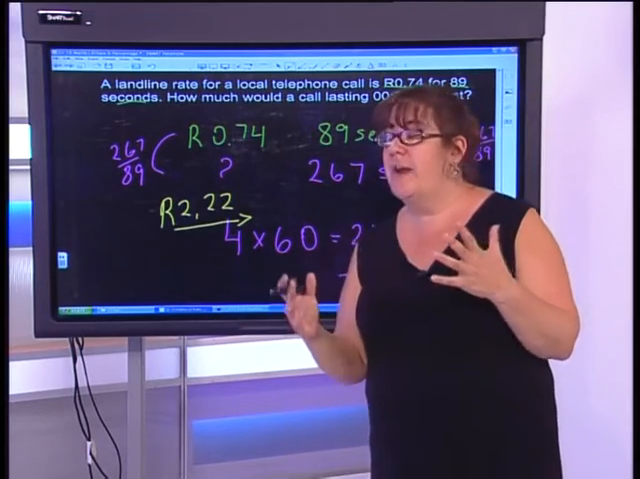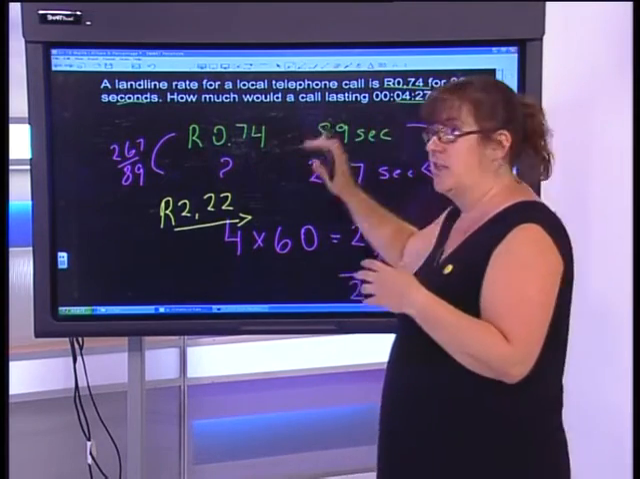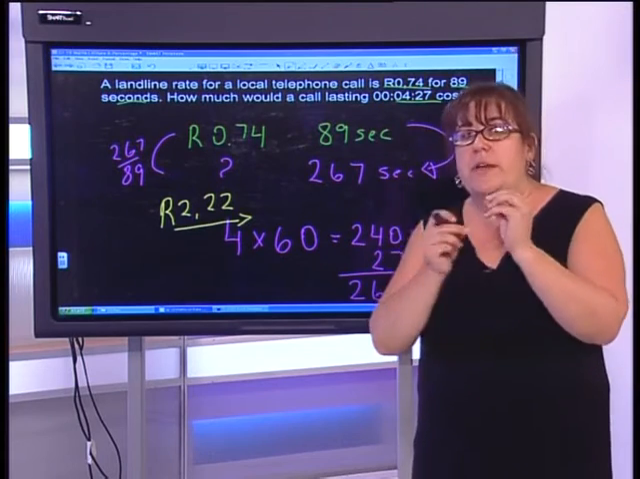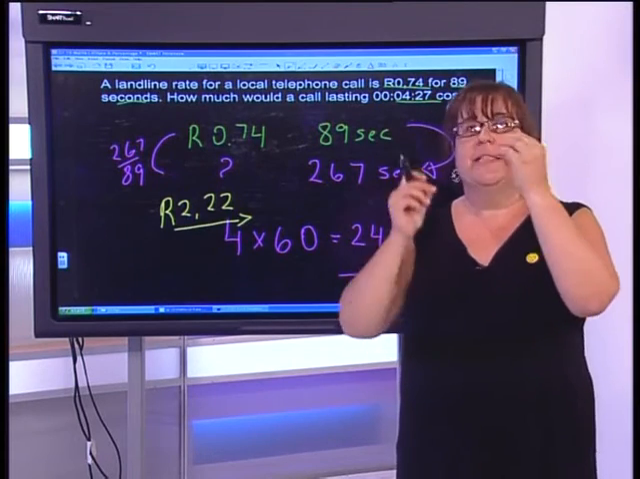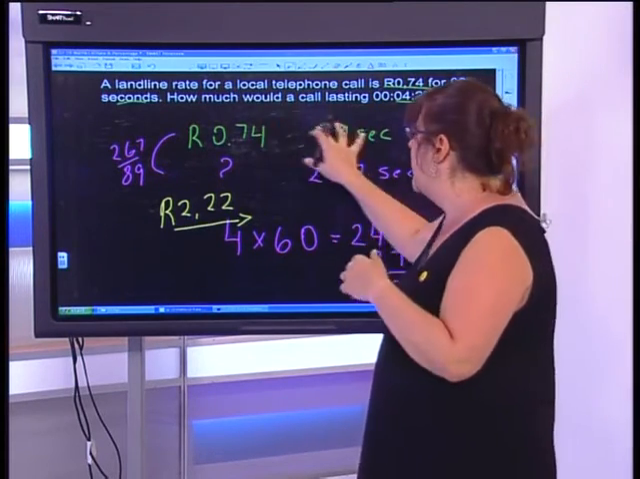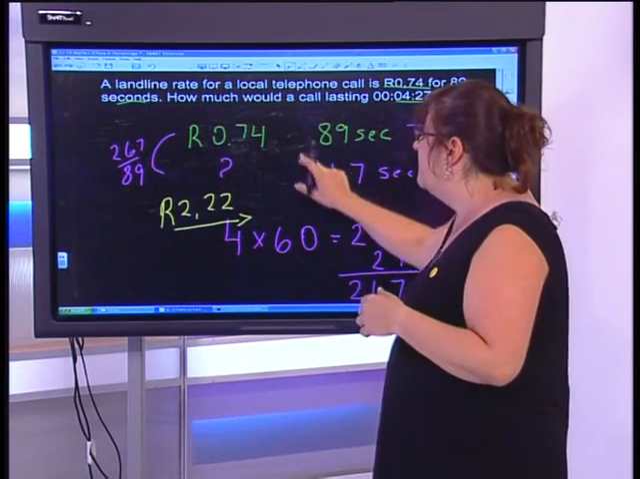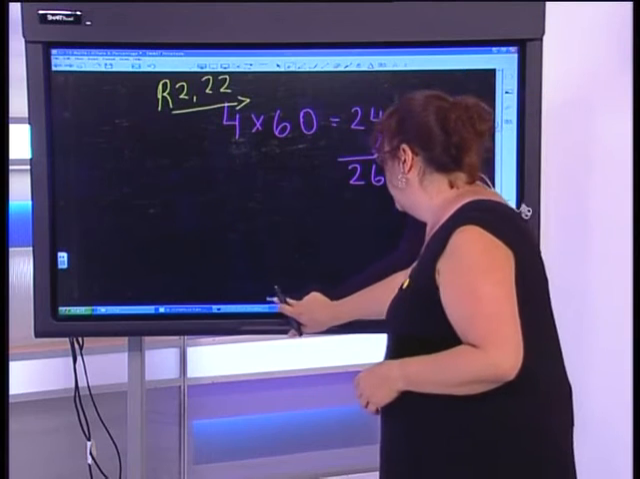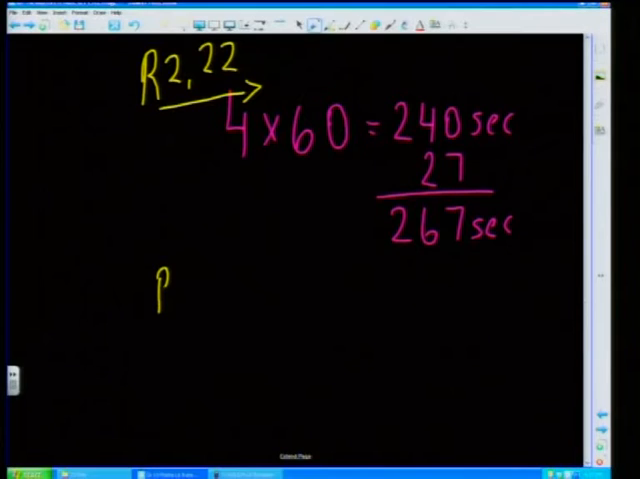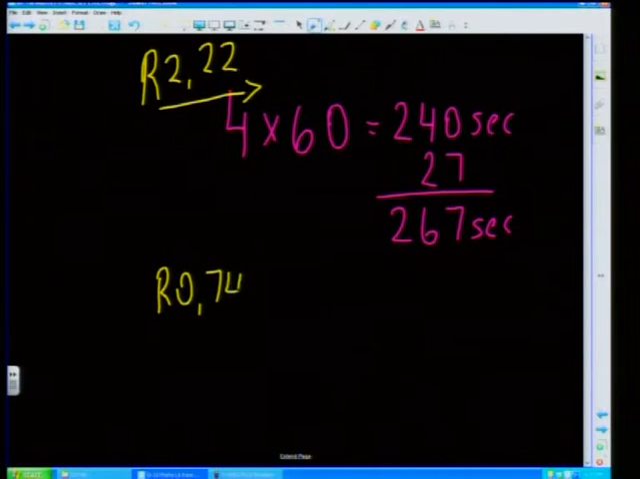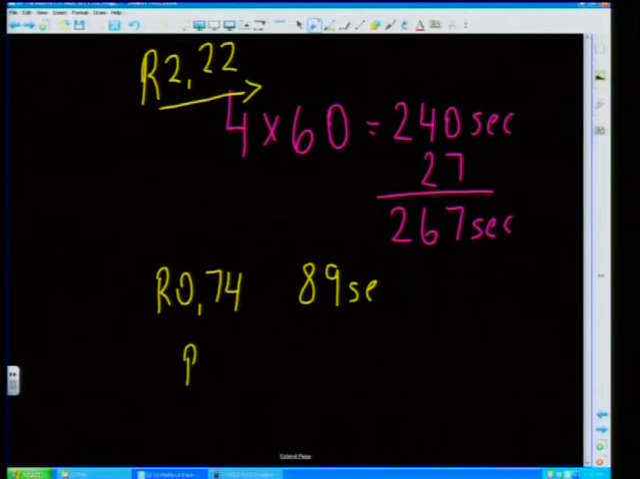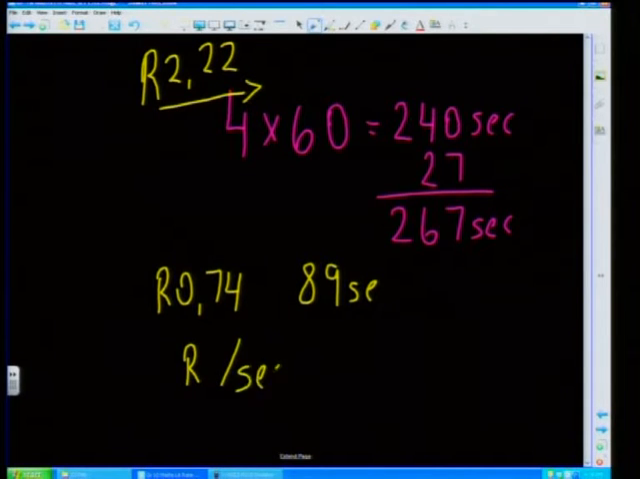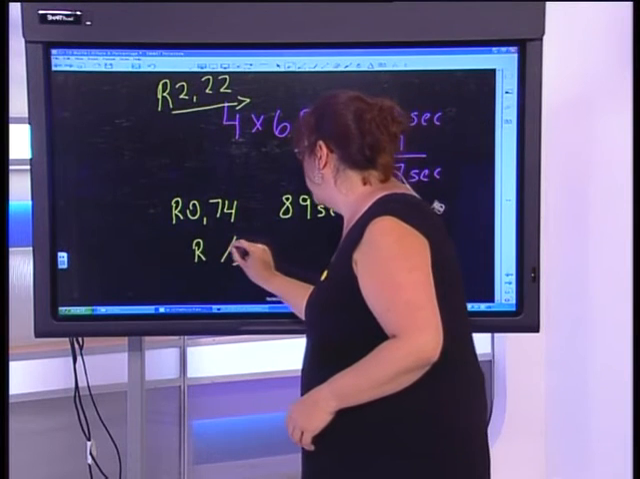I could have done it with a rate. What would I have done first? I would have worked out the cost per second. What I want to just say to you right now is, remember, if you work this out per second, I'm going to be dividing by 89. So let me just show you that quickly. It was 0.74 or 74 cents for 89 seconds. And if I want to know the cost in rands per second, I think I lost a C here, I'm going to be dividing, that's for 1 second.